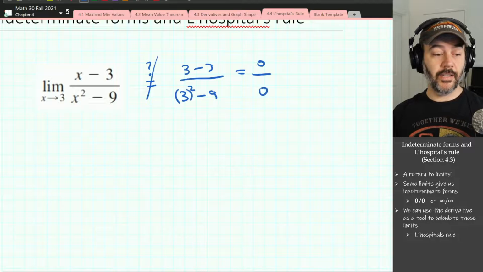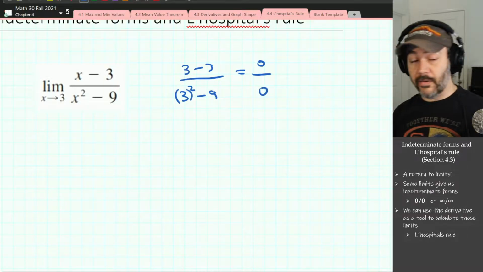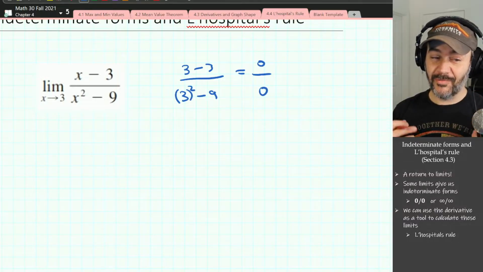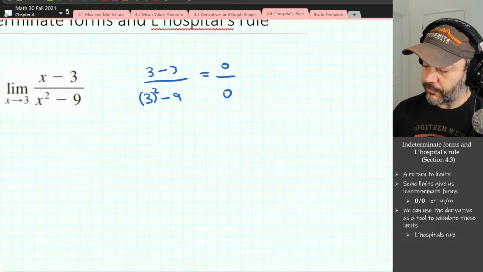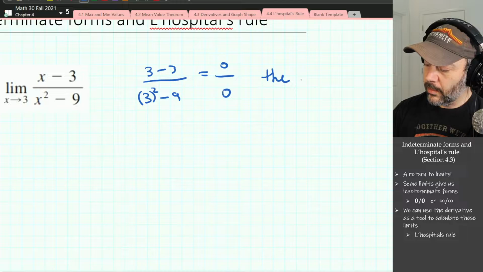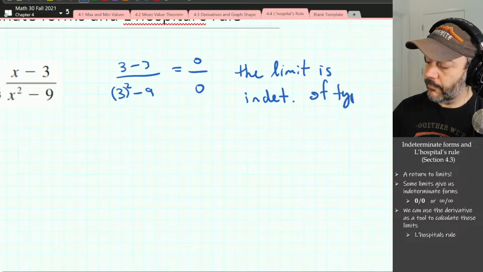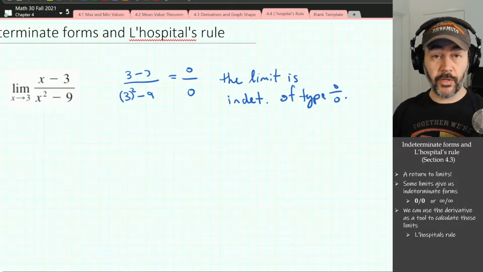So this is a no. This is not equal to that because what's on the right-hand side is not a number. You can't have a limit equal to a thing that's not a number. But what this does mean is that the limit is indeterminate of type 0 over 0. Okay, so since it's indeterminate of type 0 over 0, we could use L'Hopital's rule, and L'Hopital's rule will work.